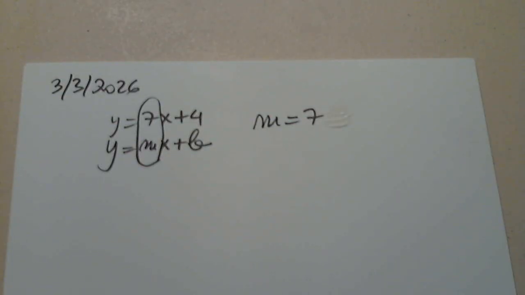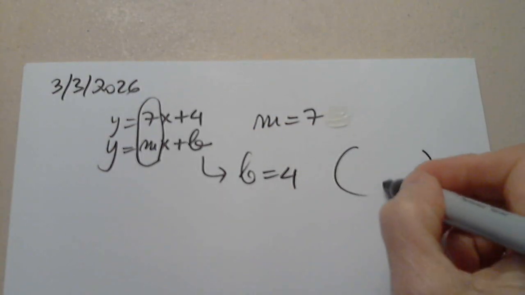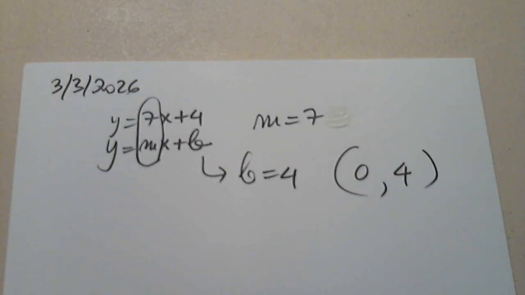Good. Now the y-intercept, it depends on how they're asking us. Yes, it is b equals 4, but actually it's coming from the y-intercept, which is (0, 4). Please understand that. And please remember to stop me anytime you have questions.